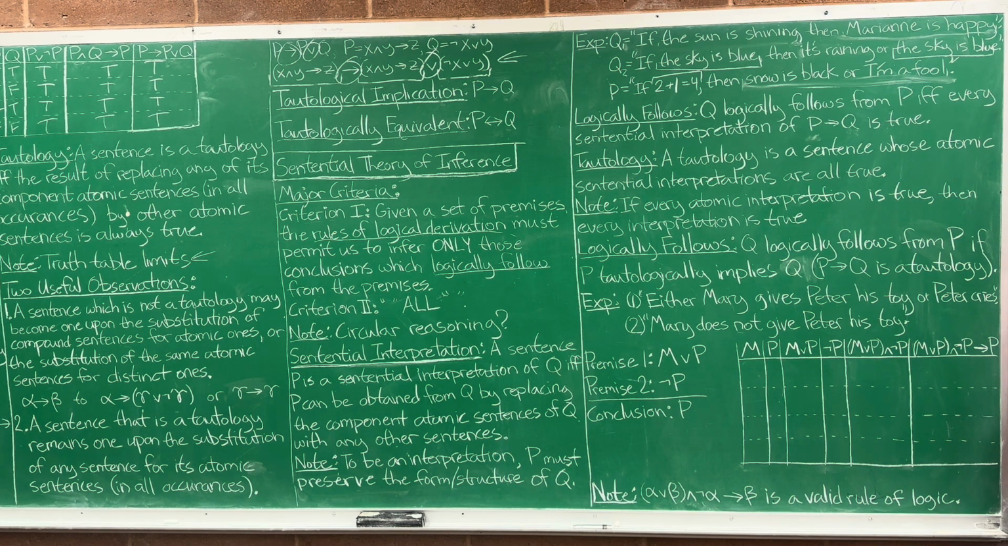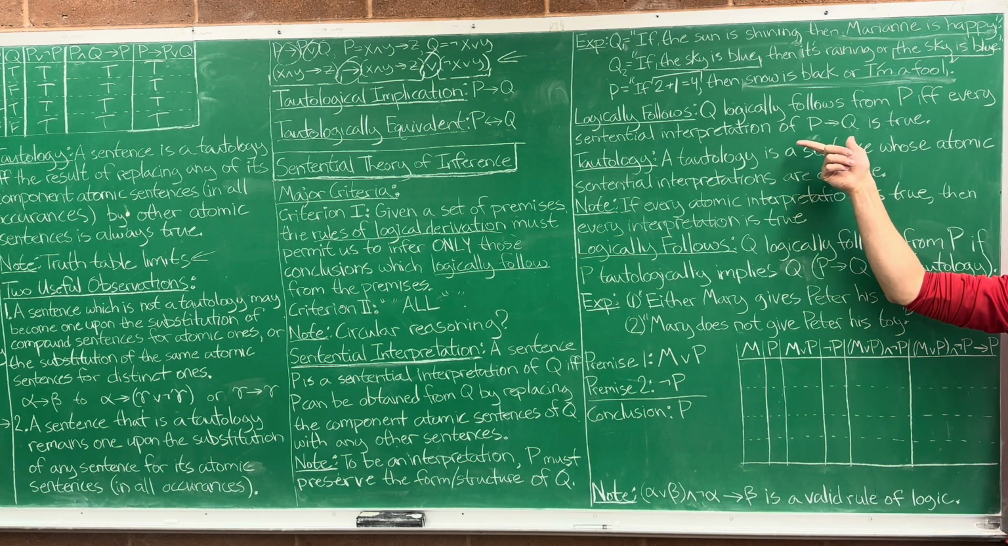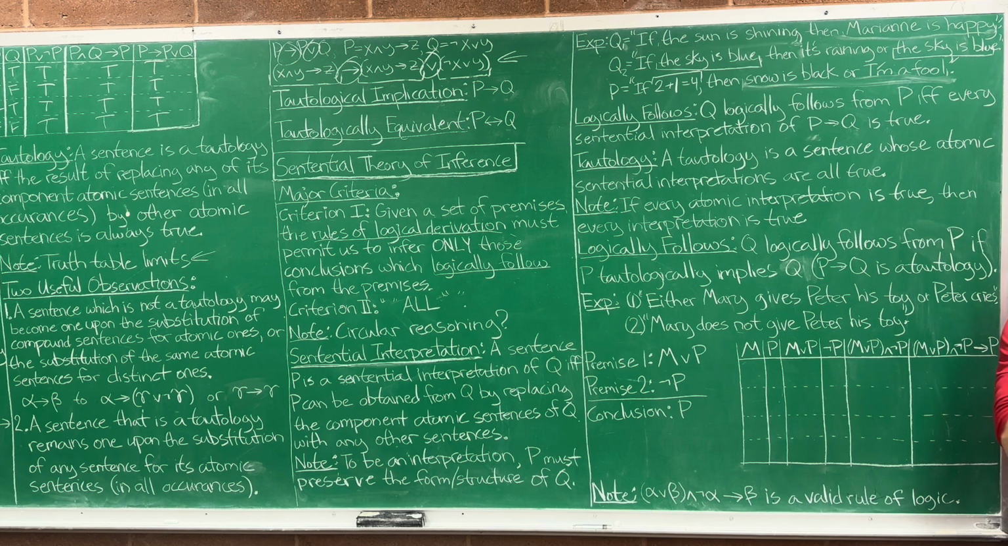When in this context, are you saying that P implies Q is being evaluated to true? Yeah, we evaluate that to true. That's the way you can say it. Okay. So Q logically follows from P if and only if every way you evaluate the implication, it comes out true. That's one way to say it.